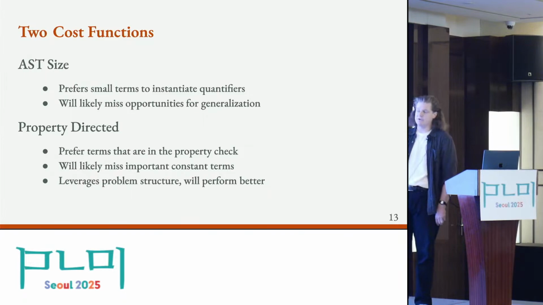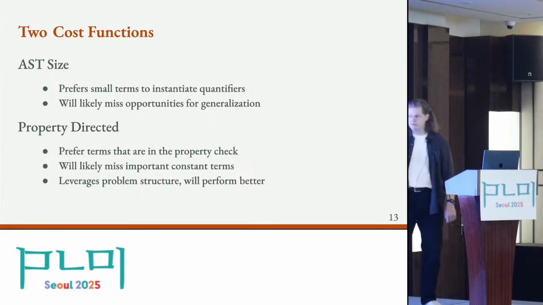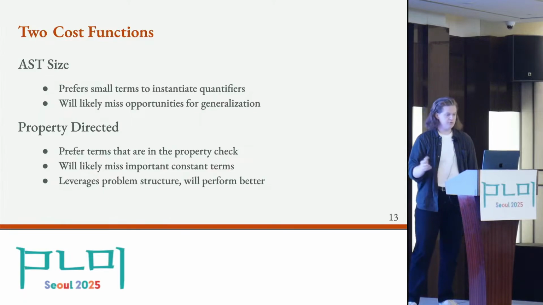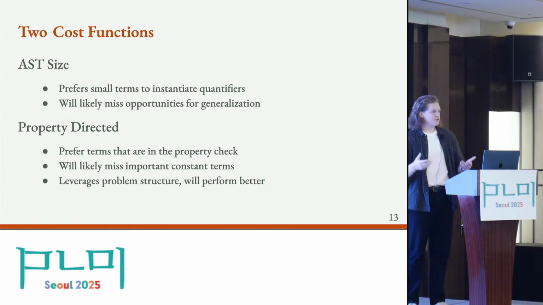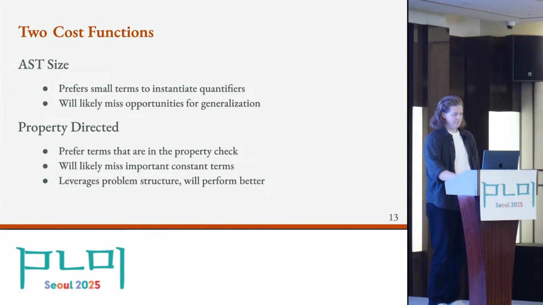And then we have this slightly more complex cost function called the property-directed cost function. This prefers terms that are in the property check or that are later in the bounded model checking trace. This is likely to miss important constant terms. Small constant terms we'll probably forget about. But since it leverages the problem structure of a bounded model checking problem, it's likely that it will perform better, and we'll see the results bear that out.